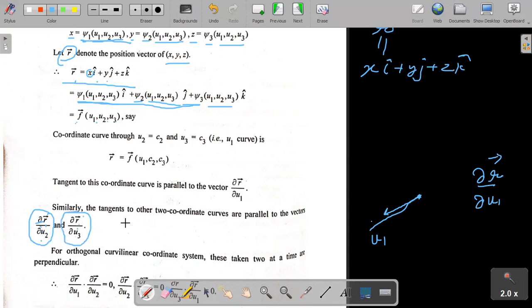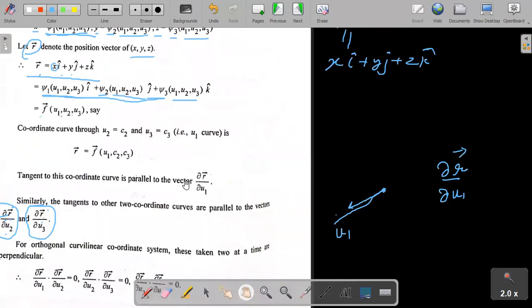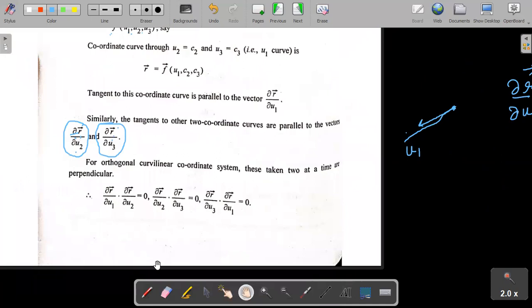और अगर मैं चाहती हूँ कि ये मेरा सिस्टम ऑर्थोगोनल सिस्टम हो, तो हमें पता है ऑर्थोगोनल के लिए क्या होता है, अगर कोई दो वेक्टर्स ऑर्थोगोनल हैं या परपेंडिकुलर हैं तो उनका डॉट प्रोडक्ट शुड बी जीरो. Is it fine? So what you have, del r by del u1 dot del r by del u2 should be 0, del r by del u2 dot del r by del u3 should be 0, and del r by del u3 dot del r by del u1 is equal to 0. So this is the condition for orthogonality.